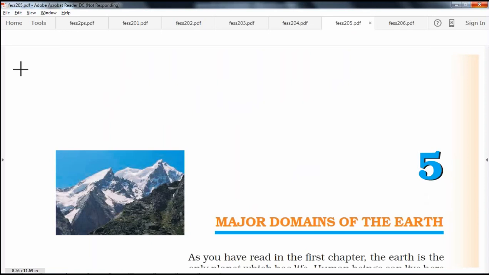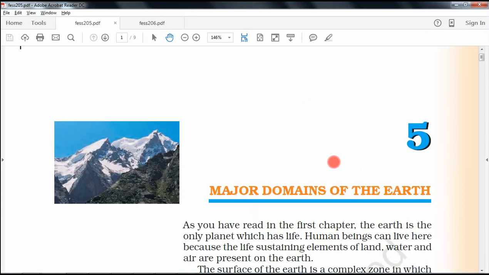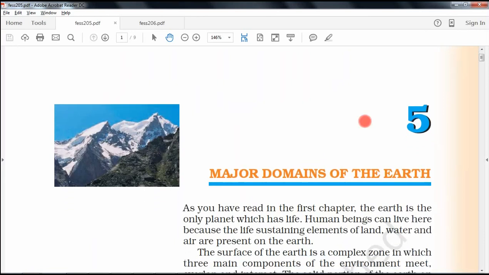Yes. Now we are in the NCERT PDF. Here we have the fifth lesson, that is, major domains of Earth. This is on the surface of the Earth. What are the different major domains? So, major domains of the Earth. Let's go through this NCERT PDF.